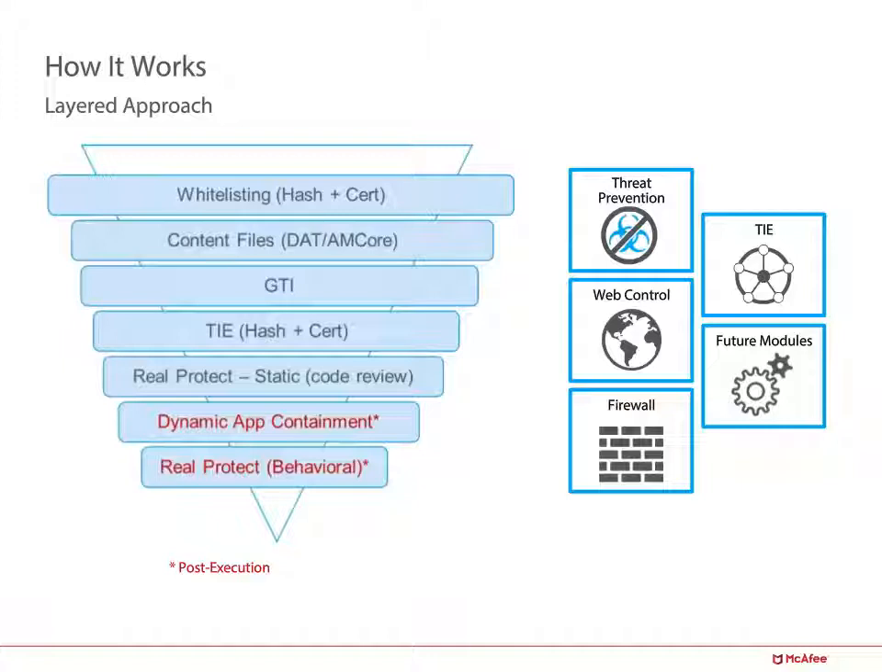The dynamic application containment, the Real Protect, is where I can protect you against unknown applications and prevent them from doing any malicious behavior. Now the Real Protect really goes beyond our normal static analysis. What it does is it looks at that dynamic behavior and says this malware is trying to do something that is going to try to hide in my file system. It's going to do any type of malicious activity, and so we can actually prevent that.